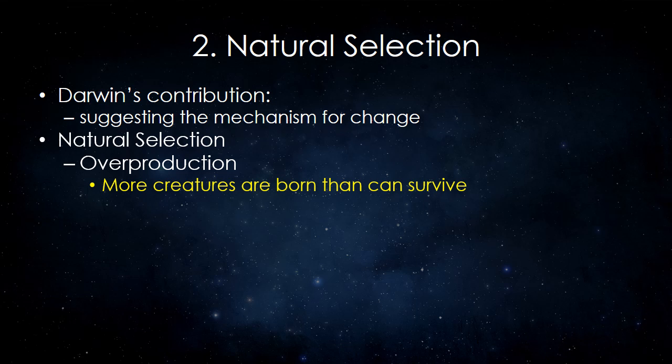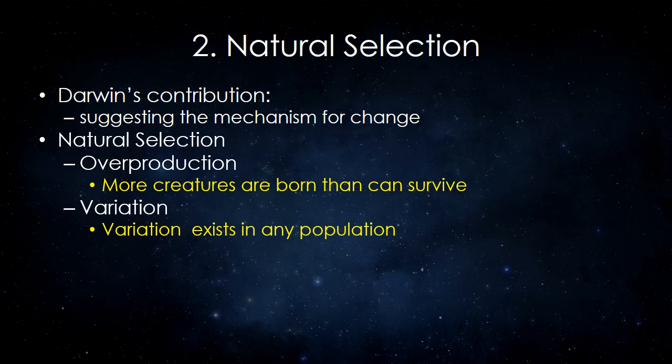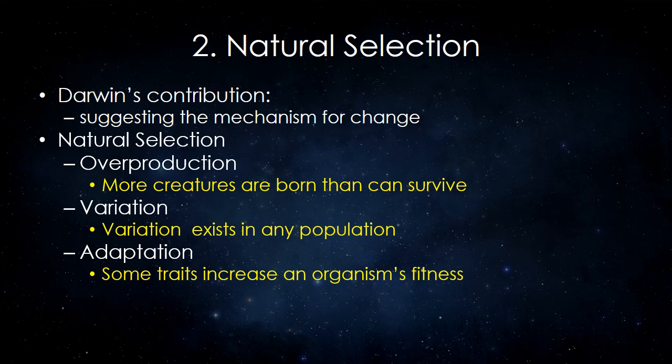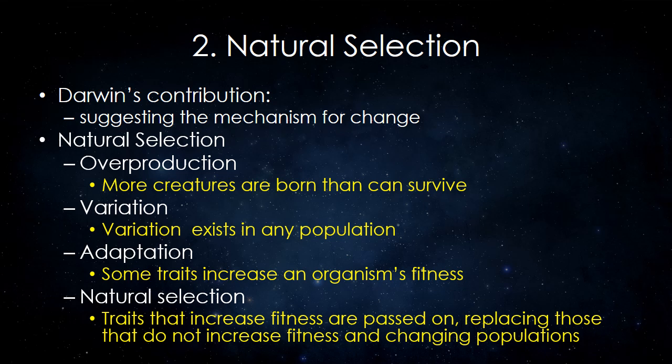Overproduction refers to the idea that more creatures are born than can survive on the available resources. There is variation in any population of living creatures. Some traits or adaptations increase an organism's fitness. This means the traits enable an organism to survive and reproduce better than others. Traits that increase an organism's fitness are passed on to their offspring, replacing traits that do not and changing populations over time.